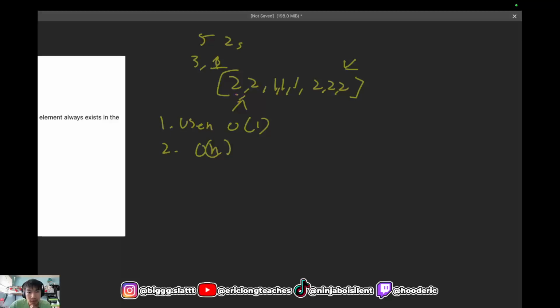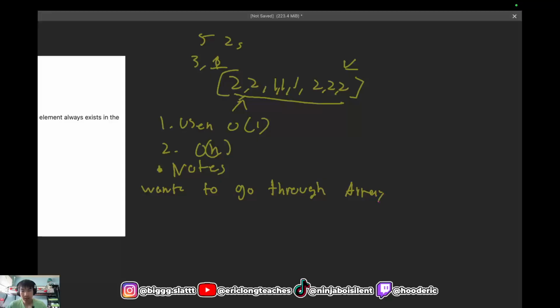O(n) means we only look through the array once. Note: want to go through array once. Let me see, 2-pointer strategy. We could have 2 pointers on each end, and if 2 matches 2, I guess we could increment it. No.